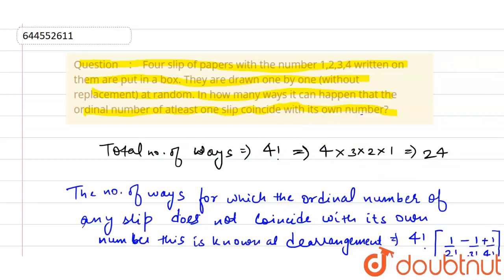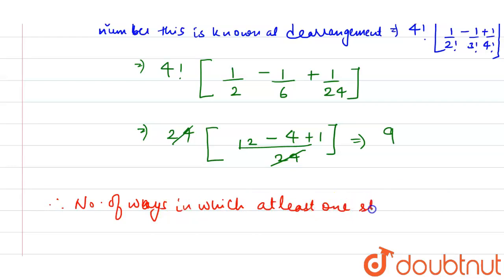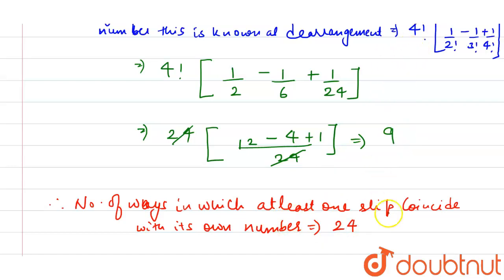But we have to find the number of ways in which at least one slip coincides with its own number. That is equal to the total number of ways, 24, minus the number of derangements, 9. So this will be equal to 15. So our final answer is 15.